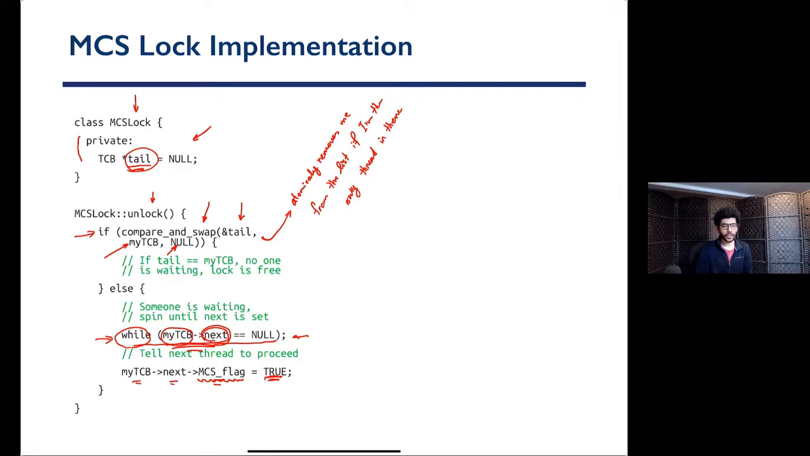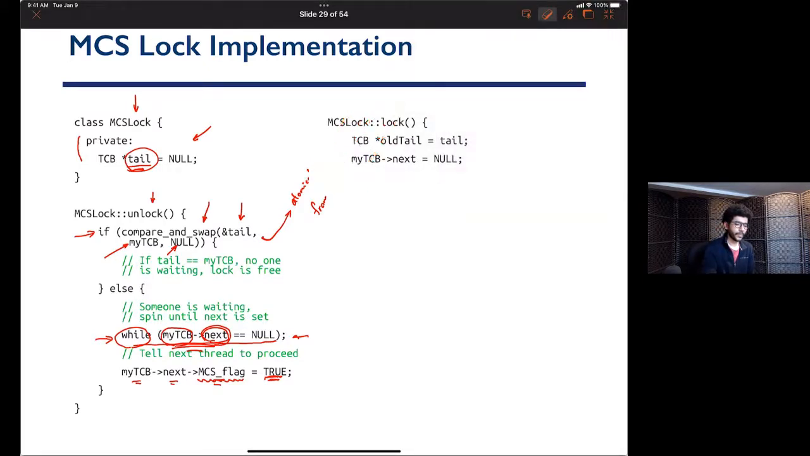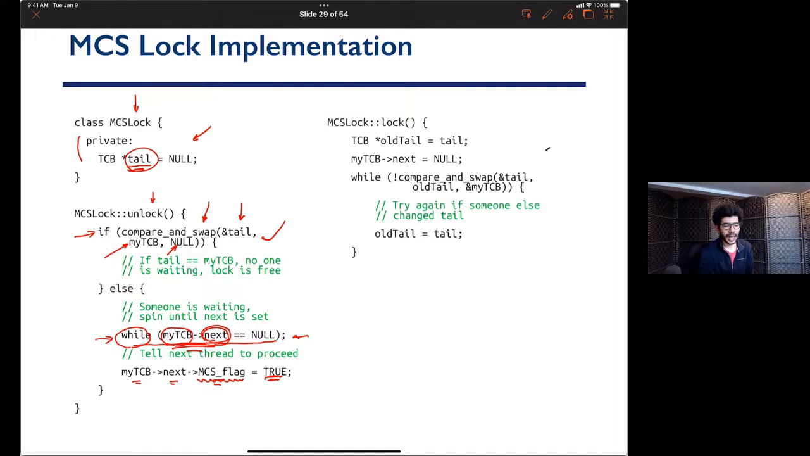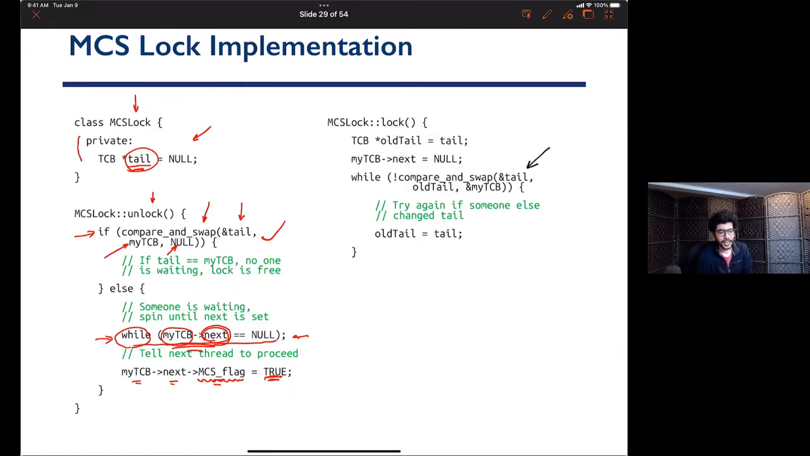Now let's look at the lock function. The lock function, let me clean this up. The lock function is going to atomically add itself to the end of the list. So this compare and swap gets the tail, gets the end of the list, and gets myself, and adds myself to the tail. So you can convince yourself that this while loop eventually adds my TCB to the end of the list.